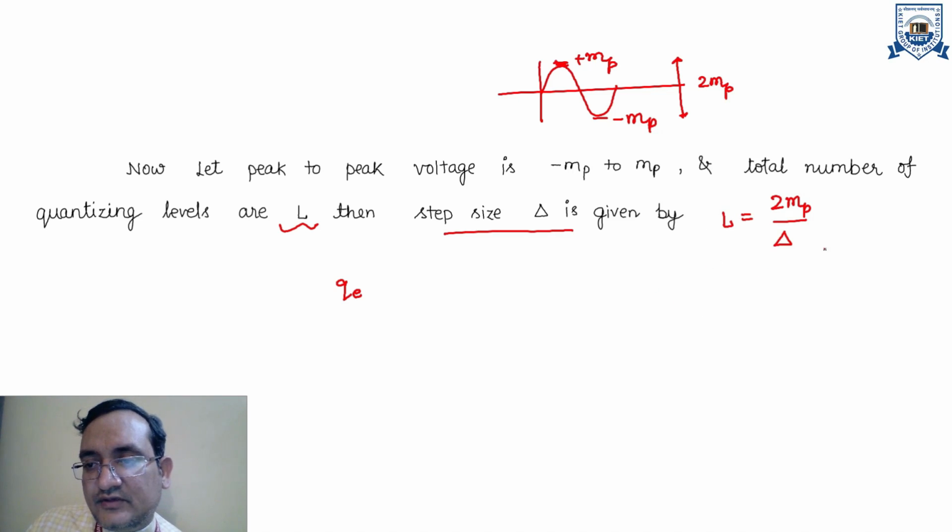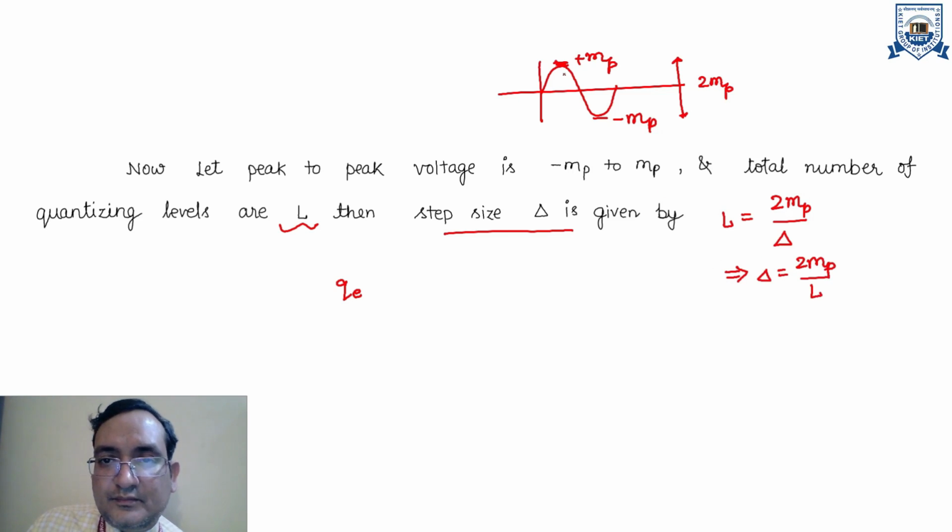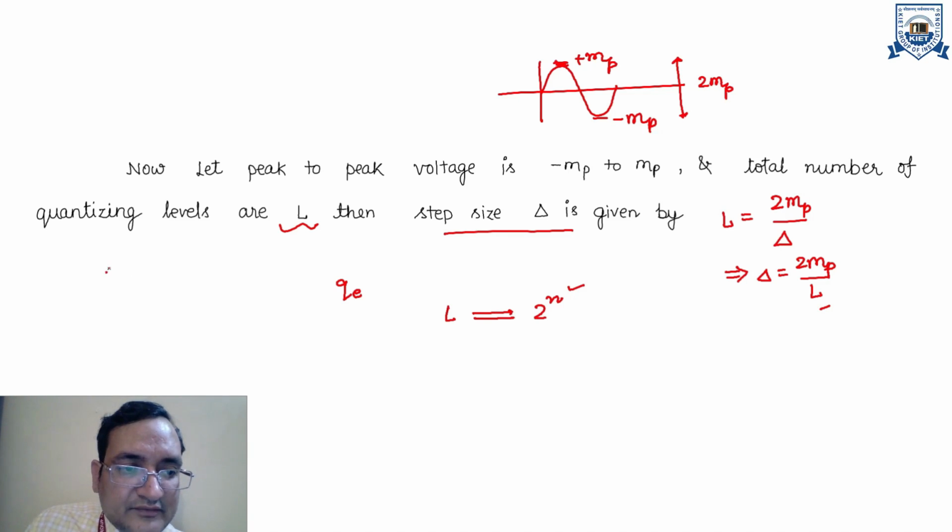So if you are breaking your minimum to maximum gap with the help of L levels, then the step size will be calculated by dividing the gap by L. Now as I have already told you, let us suppose L will be represented by 2 to the power n, where n is the number of bits. For example, let us suppose L is equal to 16, then how many bits are required? 4. How? 2 to the power 4. If 8 levels are there, then how many bits? The minimum required number of bits will be 3.